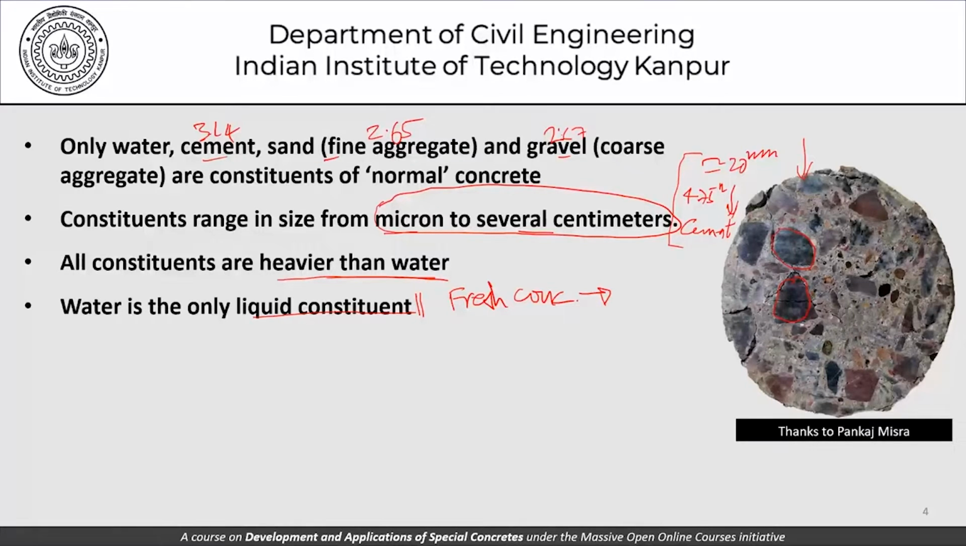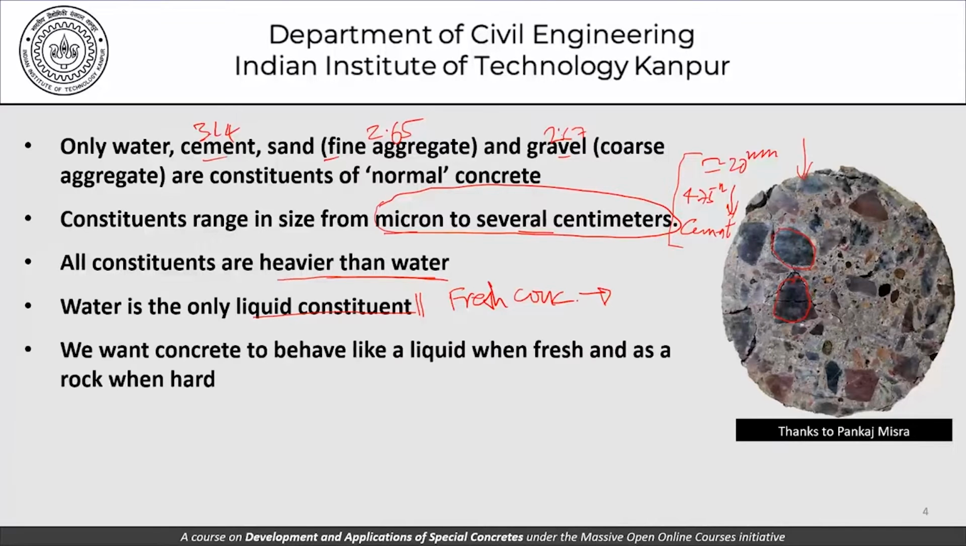As far as what we want from concrete is concerned, we want the material to behave more or less like a liquid when fresh and as a rock when hard. There is this transition from the liquid phase to the solid, hardened phase as we go along, and this is the result of hydration. So this is the physics that you cannot forget.